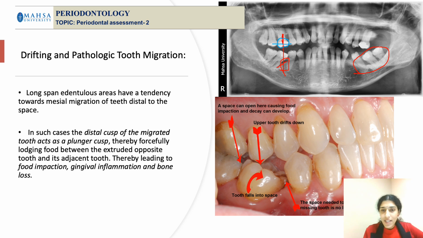So here you can see that this particular tooth also, the forces are not really falling on the nice cuspal fossa relation, it is not there anymore, and the upper tooth is also drifting down, and a space can open here, and in this space there could be food impaction. Even here also there could be food impaction. So these are the common problems that can lead to further and further breakdown of the tissues.